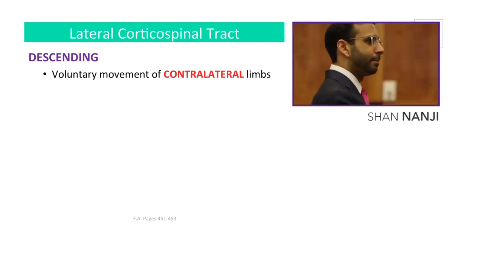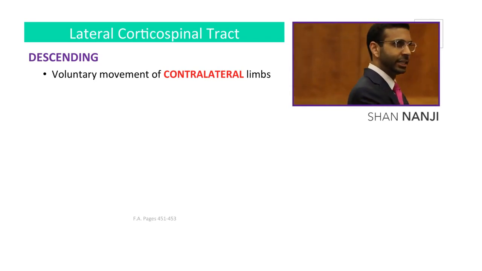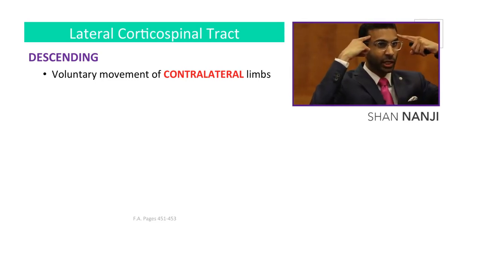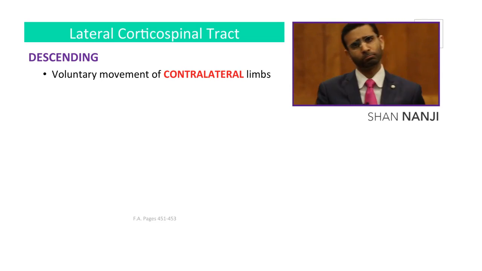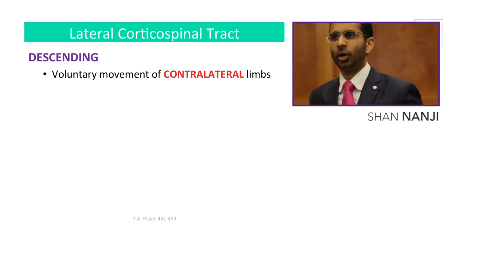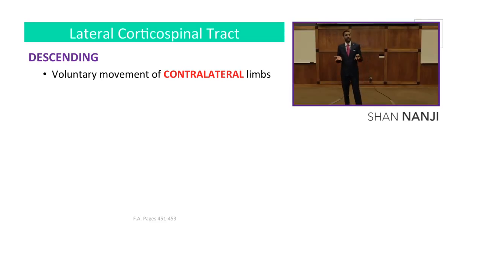That means this must be a descending tract, right? Because information is going from your brain down to your body to initiate movement. So as opposed to things going up to your brain so you can feel it, you are now having a message or a signal start in your brain and go down so you can have voluntary movement. Make sense?